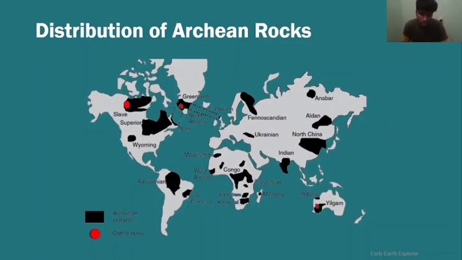Now, coming to the distribution, here in this map we can take a look at the Archean cratons. These black regions here are the Archean cratons. And if you notice, I have demarcated these red circles. These are the regions where the oldest rocks are found. And we'll be discussing that in more detail later in this video.